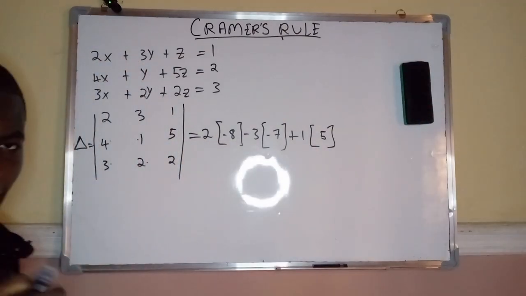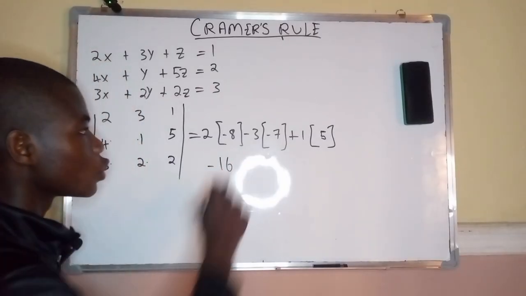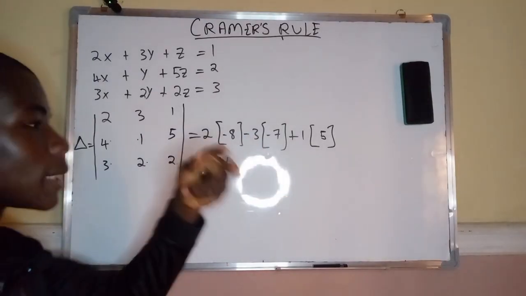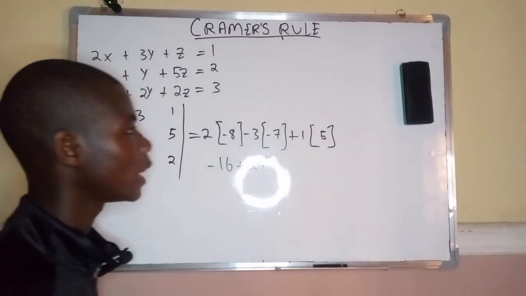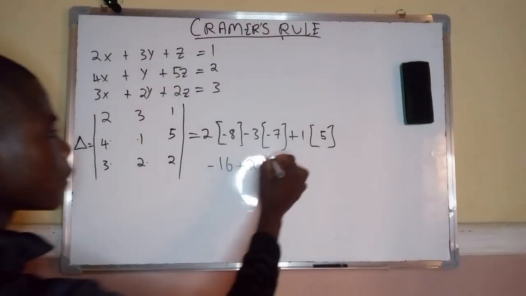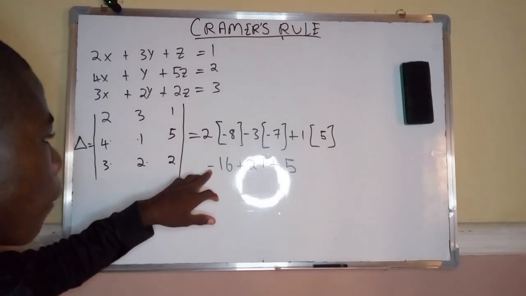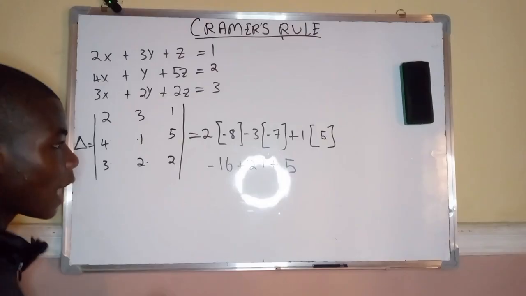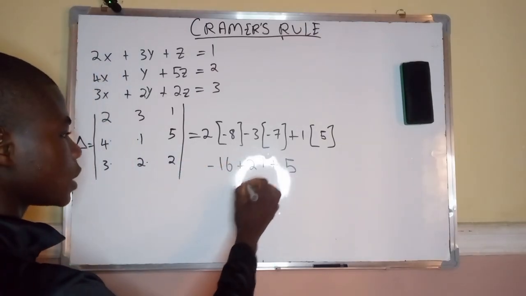So 2 multiplied by negative 8, I will have negative 16. So therefore, minus 3 multiplied by minus 7, I'm having positive 21. So therefore, plus 1 multiplied by 5, which is 5. So therefore, minus 16 plus 21, I'm having 5. So therefore, 5 plus 5, which is equal to 10.